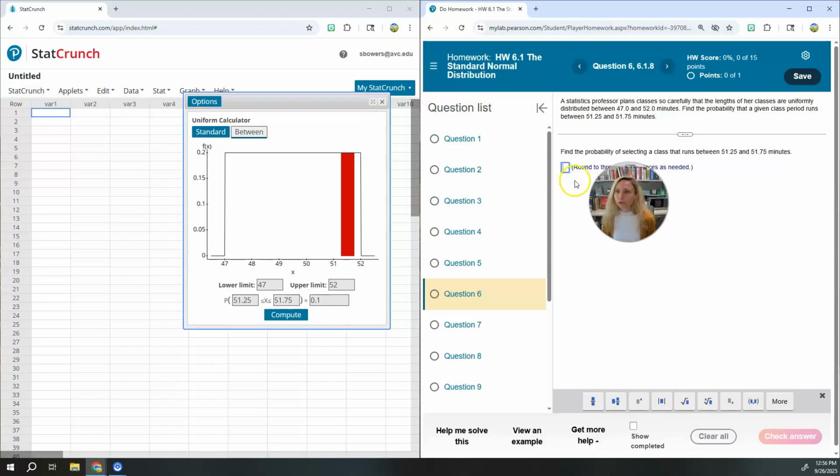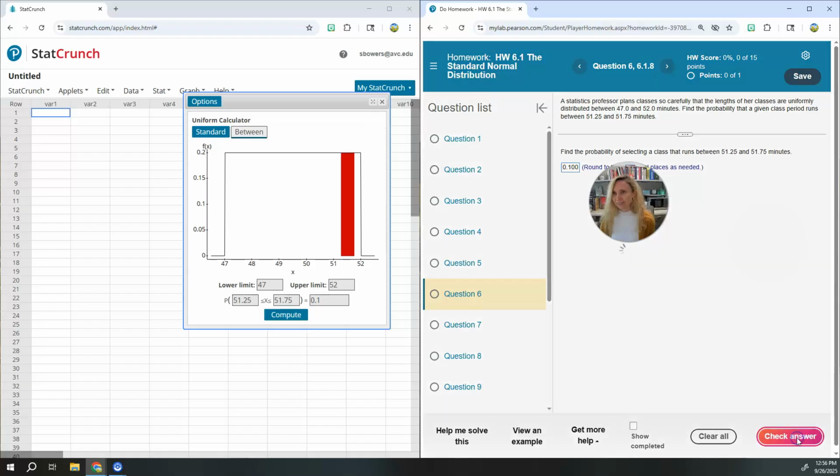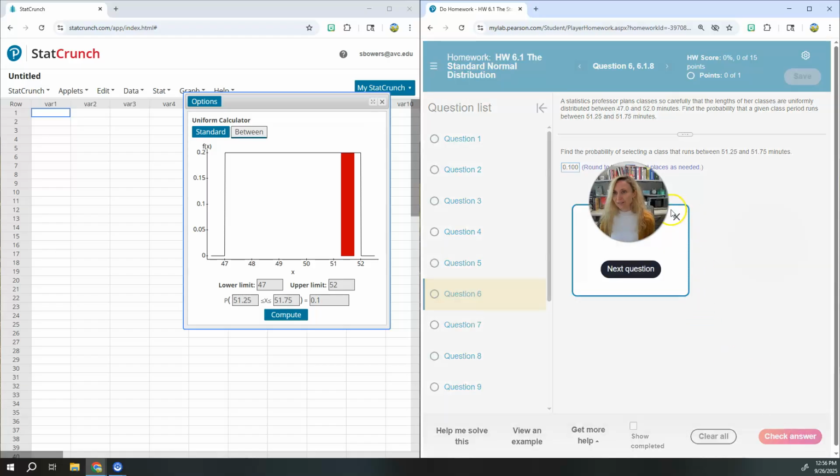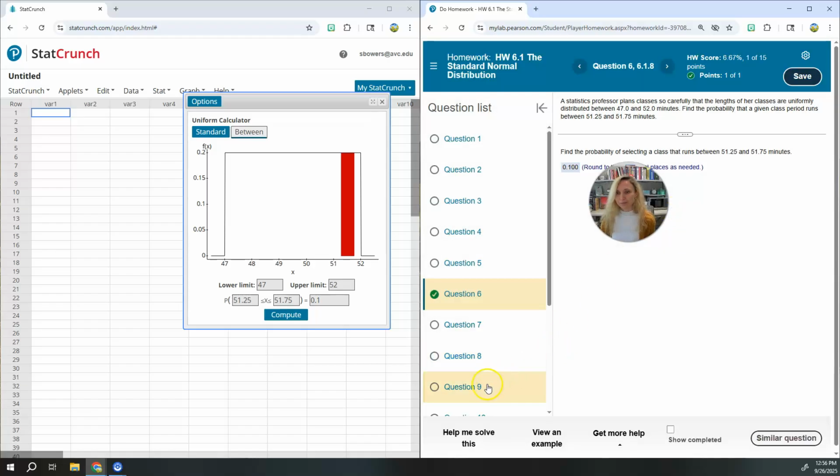That's what we will put in the answer box, and we need to round to 3 decimal places. You only have 1 decimal place, so we'll add zeros for the other decimal places. Let's go to the next question.